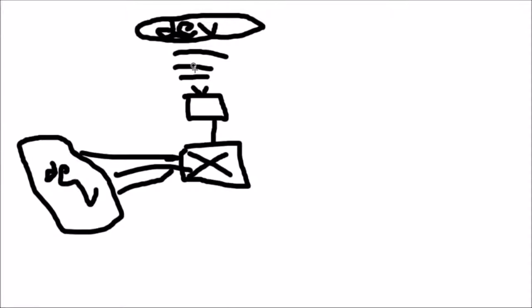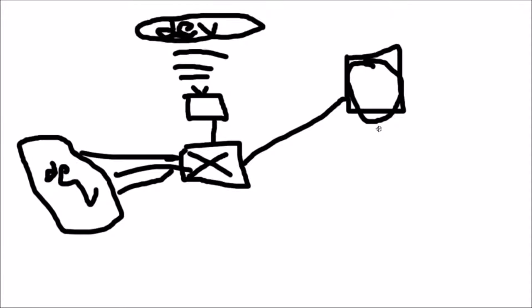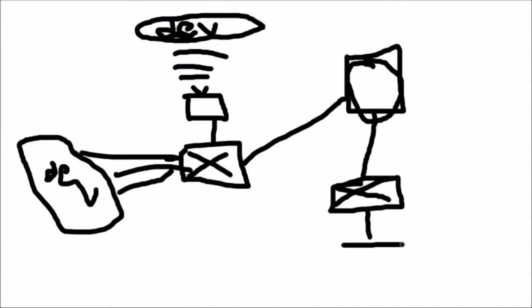So a bunch of devices are connecting wirelessly to the wireless access point, and these wired devices are connecting straight to the Ethernet switch. The Ethernet switch then connects to the router. Well, I'll just do it like this. The router also has another Ethernet switch, because, like I said, it is a network. Everything's connected. And this one happens to be connected to your servers.